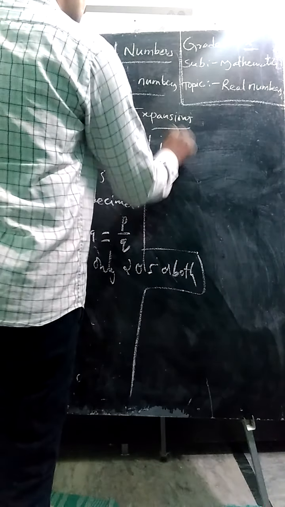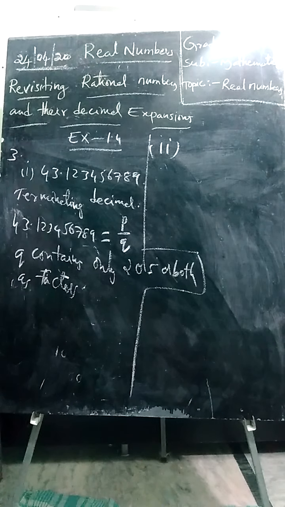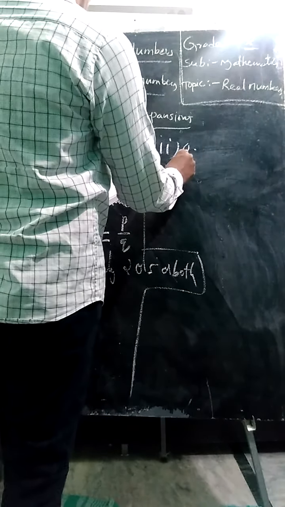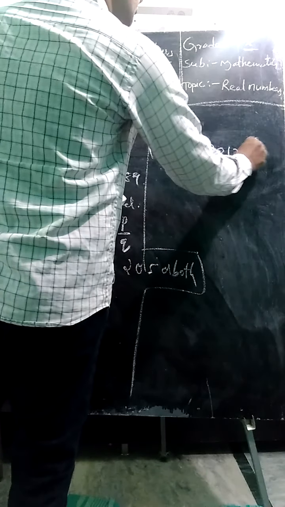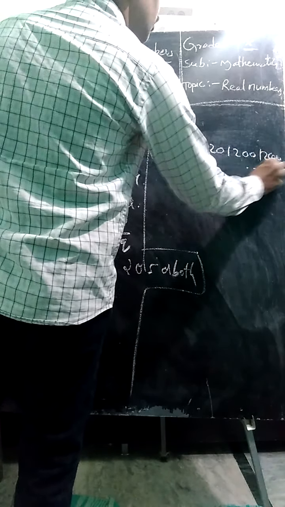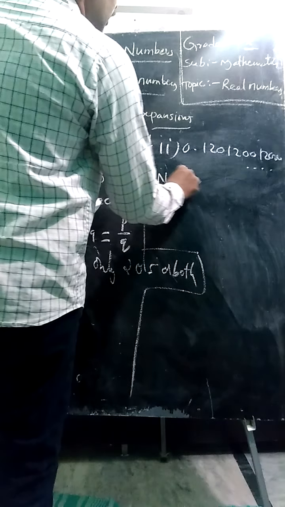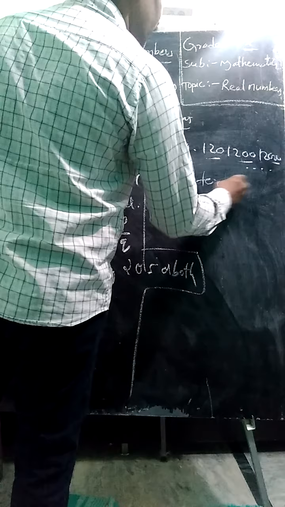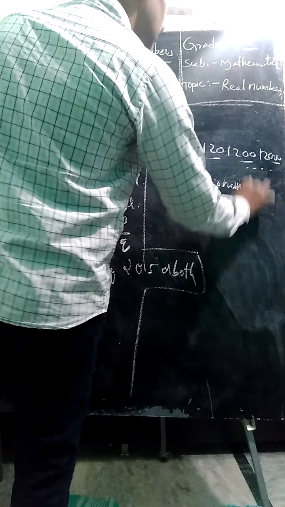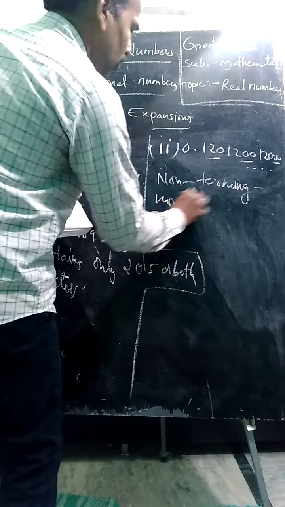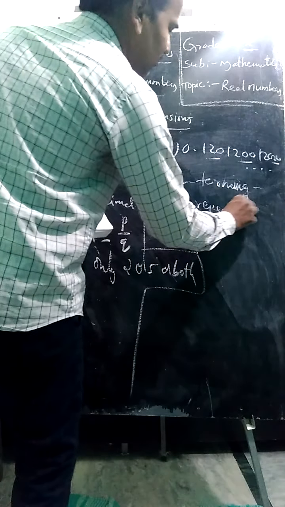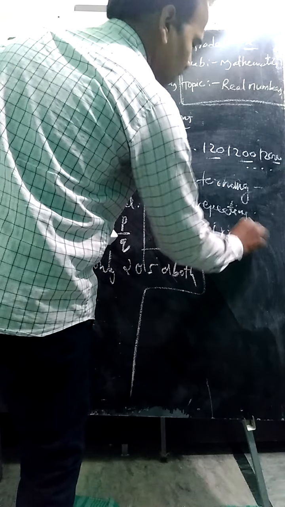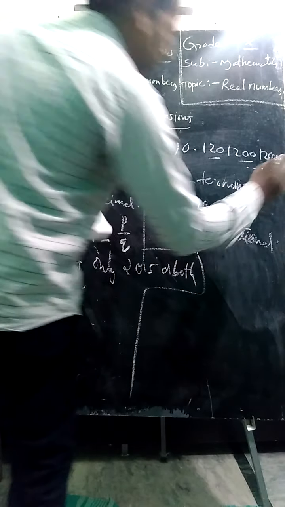Second, let us discuss the second one. If you see the second one, that is 0.120, 1200, 12000, and so on. It is non-terminating, non-repeating, which means an irrational number. See, 120, 1200, 12000, the same part is not repeating. Non-terminating, non-repeating means it is an irrational number. It is irrational. Of course, irrational is also a real number only.